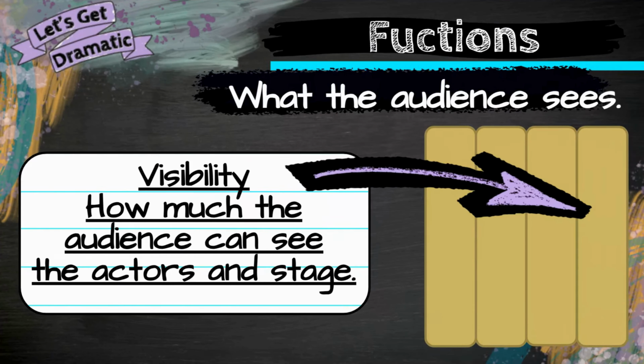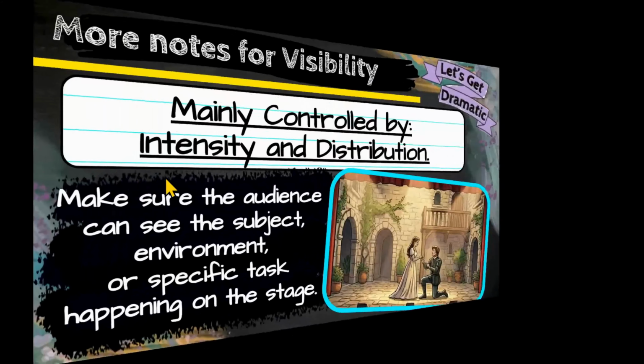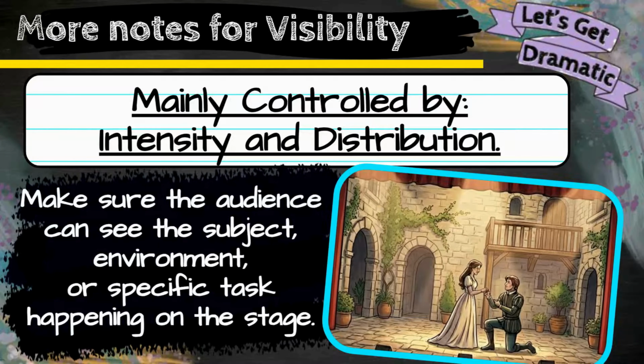So our first function, and you would write it right over here to this side, is visibility. How much the audience can see the actors on the stage. So how visible are things to the audience? More notes for visibility.